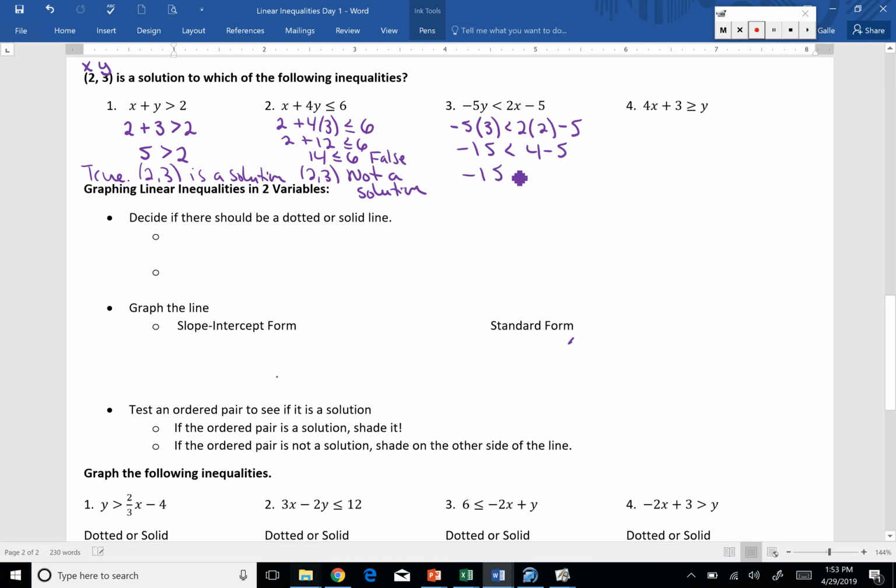Is -15 less than -1? Or in other words, is my sign opening towards the bigger number? Yes. Remember, negatives are literally the opposite of positives. Positive 15 is not less than positive 1, but negative 15 is less than -1. So this is true. That means 2, 3 is a solution.